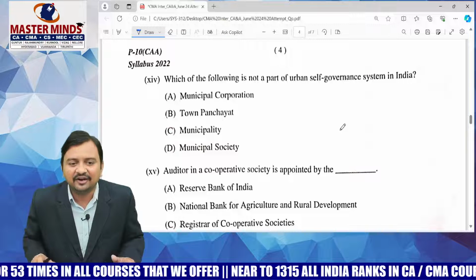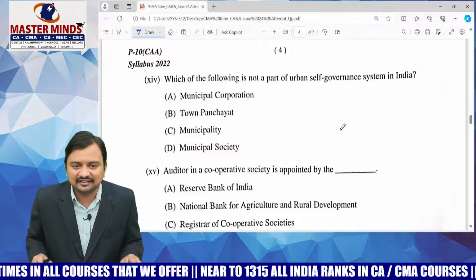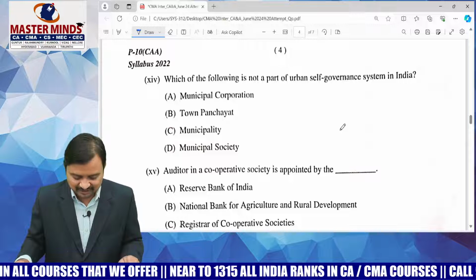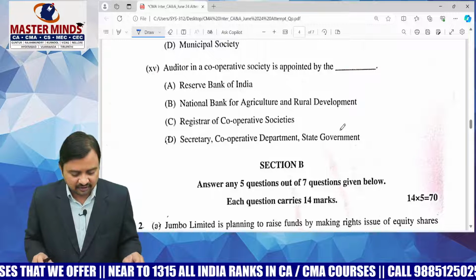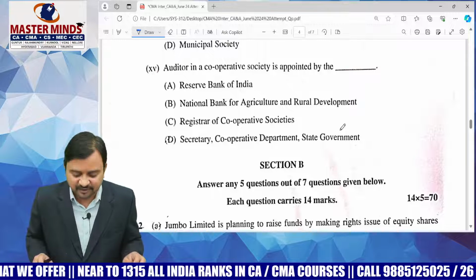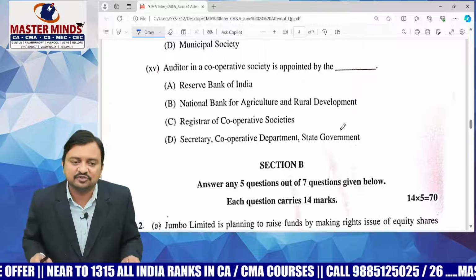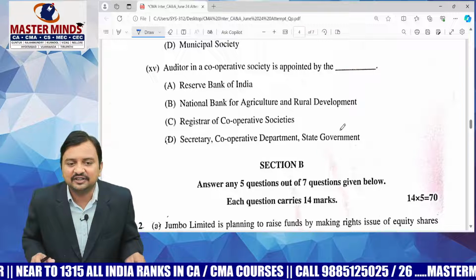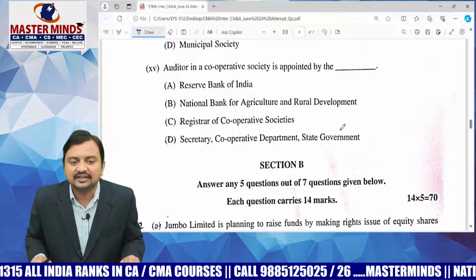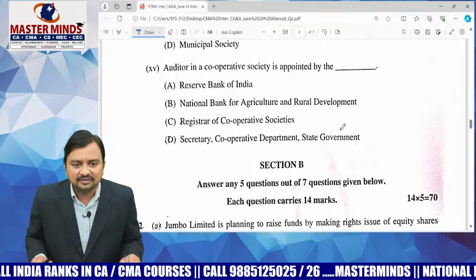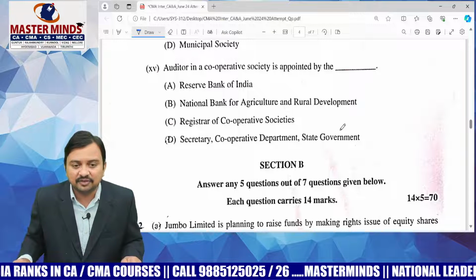This is from the audit of different types of undertaking chapter, where they have asked this MCQ. Then, auditor in a cooperative society is appointed by the dash. Again this is also from audit of different types of undertaking, so audit of cooperative society. So the answer is registrar of cooperative society.